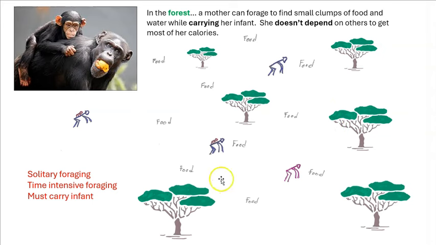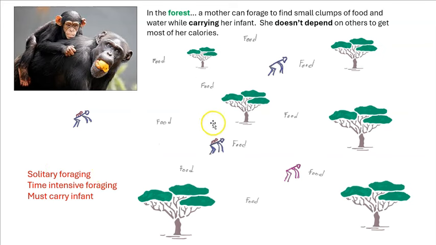Now here we have some chimps spreading out as they go about foraging for food. In the forest, a mother can forage to find small clumps of food and water while carrying her infant. She doesn't depend on others to get most of her calories. And as we'll see, that's going to be a big difference between the chimps today and our species and our ancestors as well. So the way this species gets its calories, it's pretty much solitary foraging.